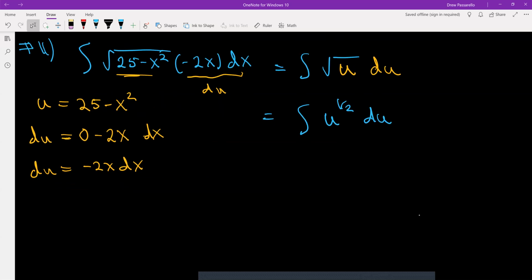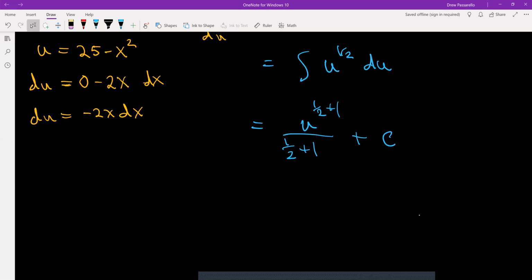And then integrate. So it's going to be u to the 1/2 plus 1. And then you divide by that same thing. And then plus c is the constant of integration. So 1/2 plus 1, that's 3/2. So I have u to the 3/2. And we're dividing by 3/2. And that's the same as multiplying by the reciprocal. The reciprocal of 3/2 is 2/3. So I'm going to go ahead and erase this and then put 2/3 in front.